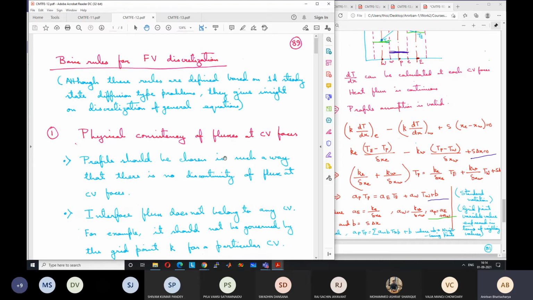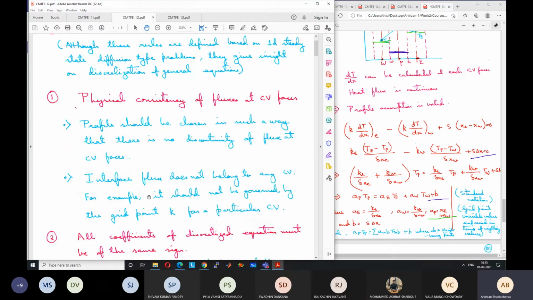So physical consistency of fluxes at all the control volume phases. Whatever the neighboring control volumes are, all the phases with the neighboring control volumes should have physical consistency of fluxes. This will govern how the profile is chosen. The profile should be chosen in such a way that there is no discontinuity of flux at the control volume phases. We have seen one example of how to take an appropriate profile. There can be other appropriate profiles also.